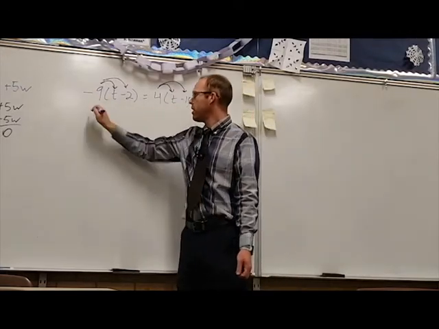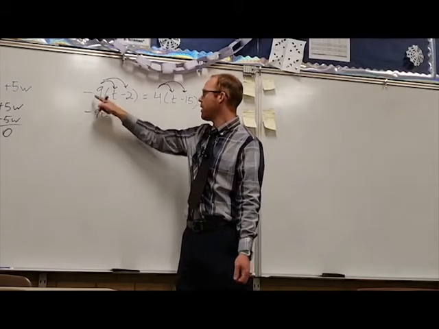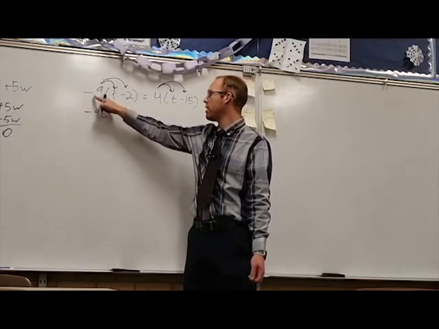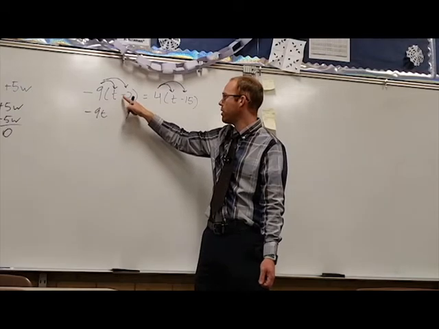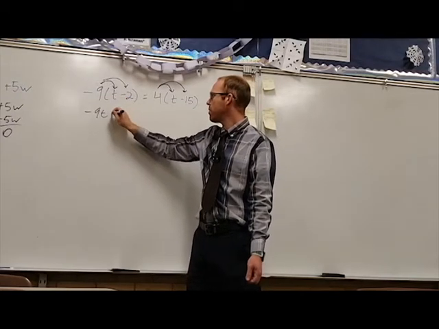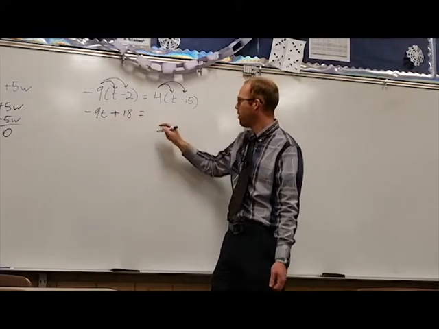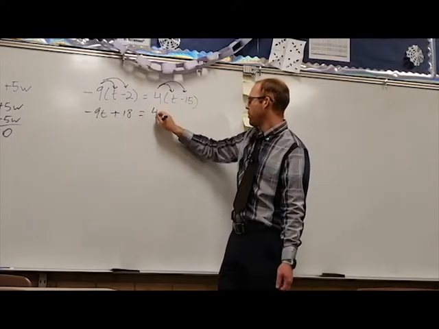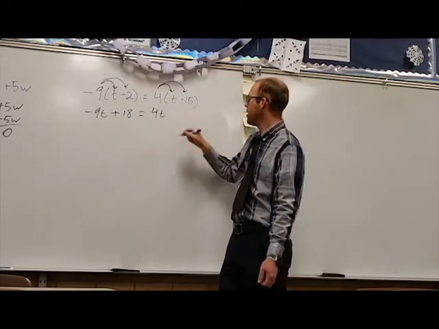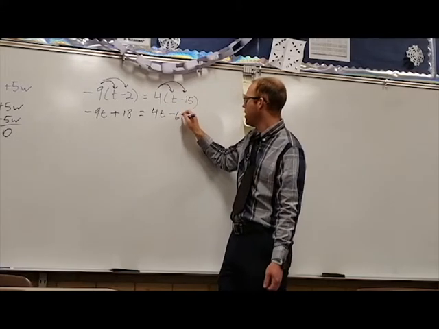Negative 9 times t is negative 9t, and negative 9 times negative 2, make sure you keep track of that negative, ends up being positive 18, so there's a plus because it's positive now. 4 times t is 4t, and 4 times negative 15 is negative 60.